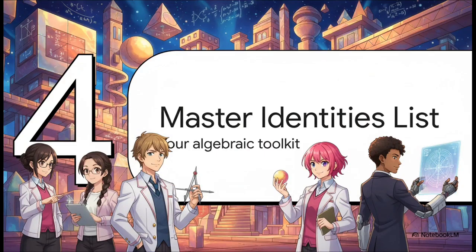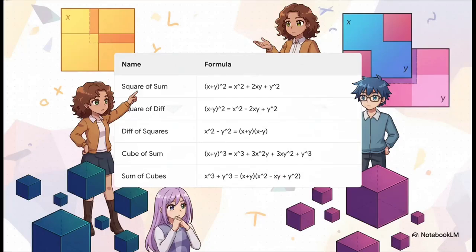Section 4, Master List of Identities. All right, now that we've grounded this visually, here is our master toolkit.